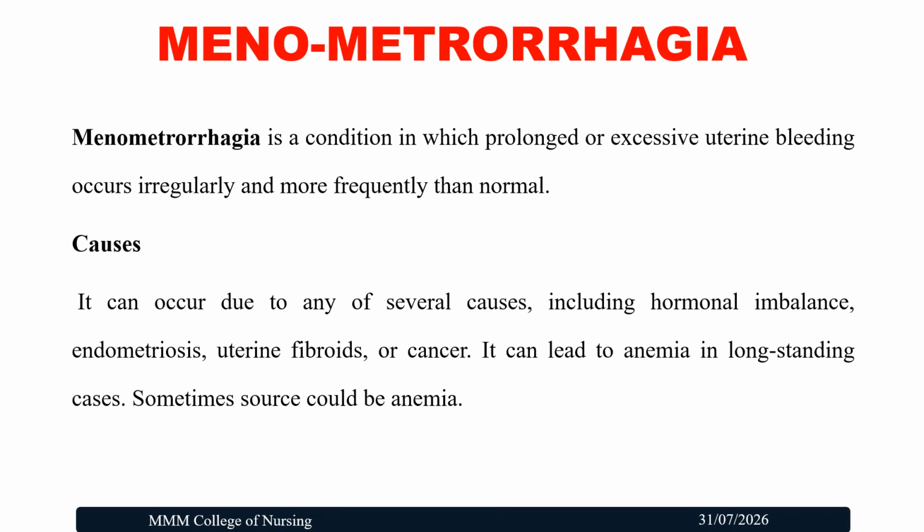Coming on to the next condition, that is menometrorrhagia. This is a condition in which prolonged or excessive uterine bleeding occurs irregularly and more frequently than normal. It can occur due to several causes, mainly hormonal imbalance, endometriosis, uterine fibroids, or cancer. It can lead to anemia in long-standing cases.